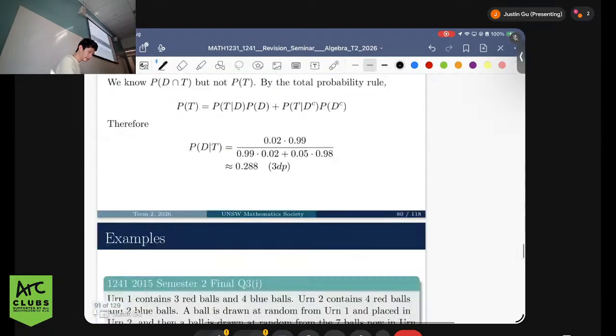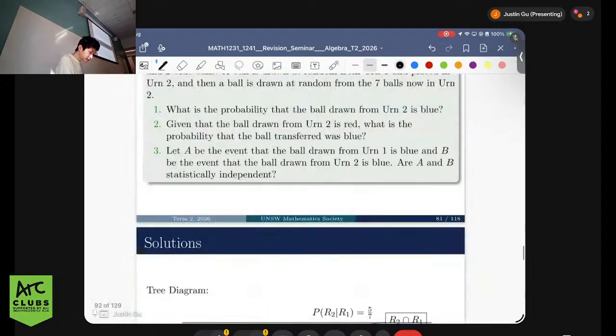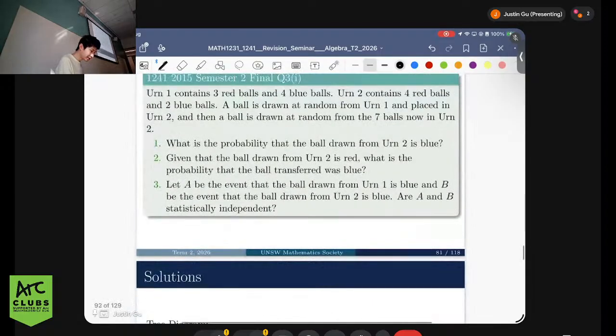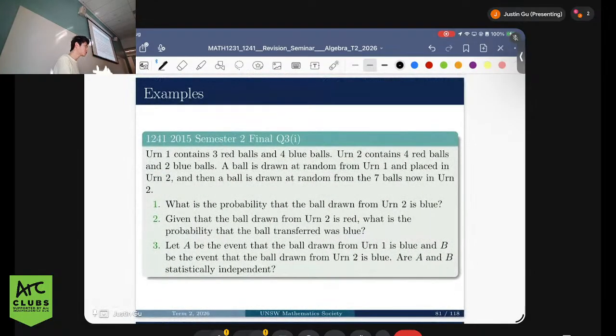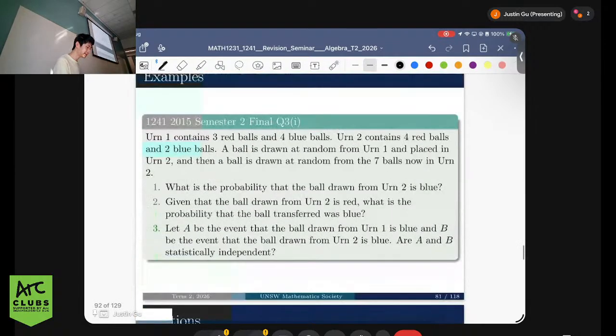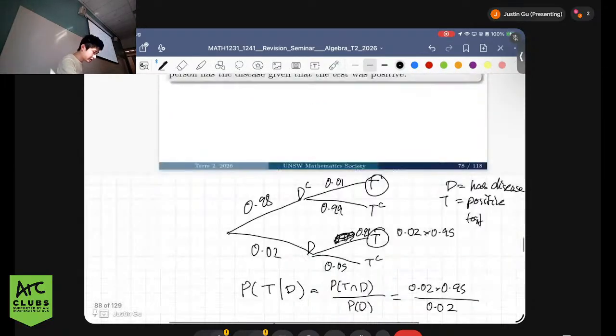Okay, another question. I might skip this since we're running low on time. But again, for these sorts of questions, just try drawing out the probability tree and calculating the individual probabilities, and then using what we know about conditional probability up here.